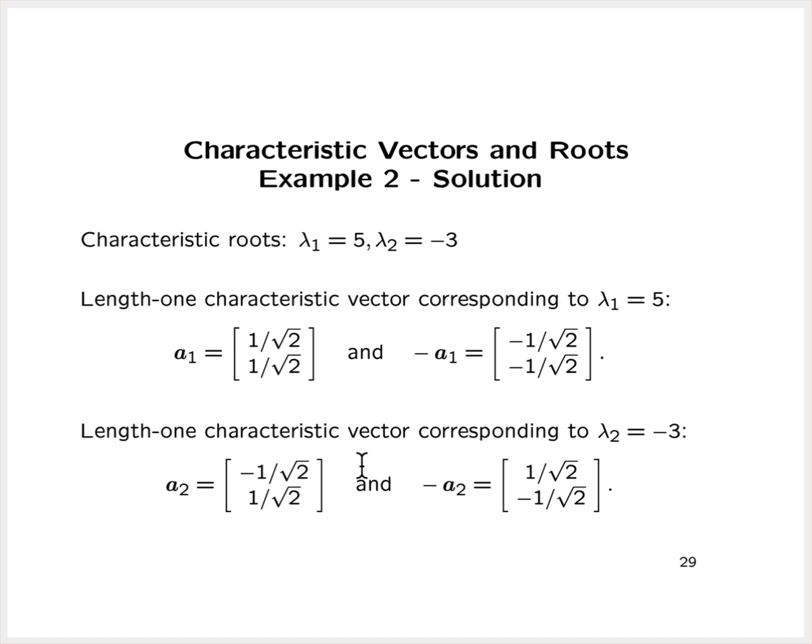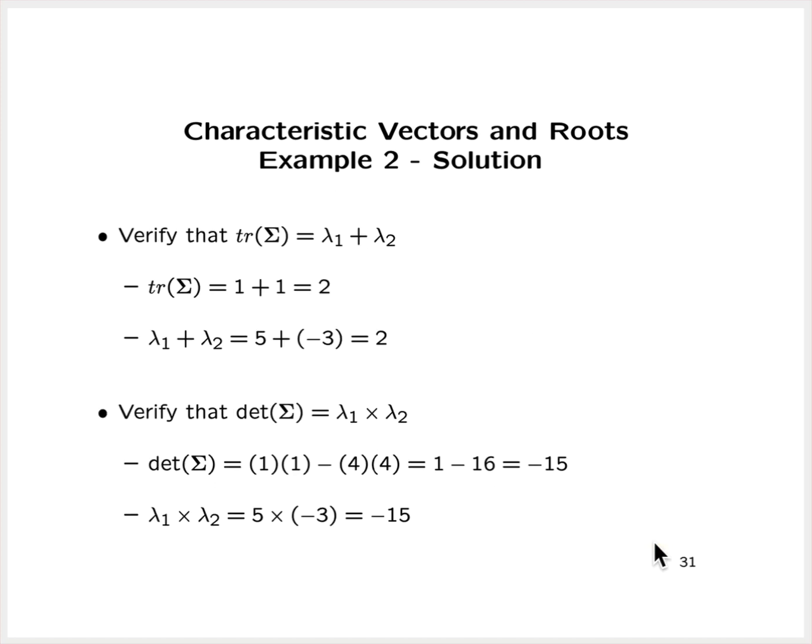Okay, so then verify that the trace is equal to the sum of the characteristic roots. The trace of this matrix is 1 plus 1, those are the diagonal entries, so 2. The sum of the characteristic roots, 5 plus negative 3, is 2 as well. So again, this relationship holds. Next, calculate the determinant and show that it's equal to the product of the characteristic roots.